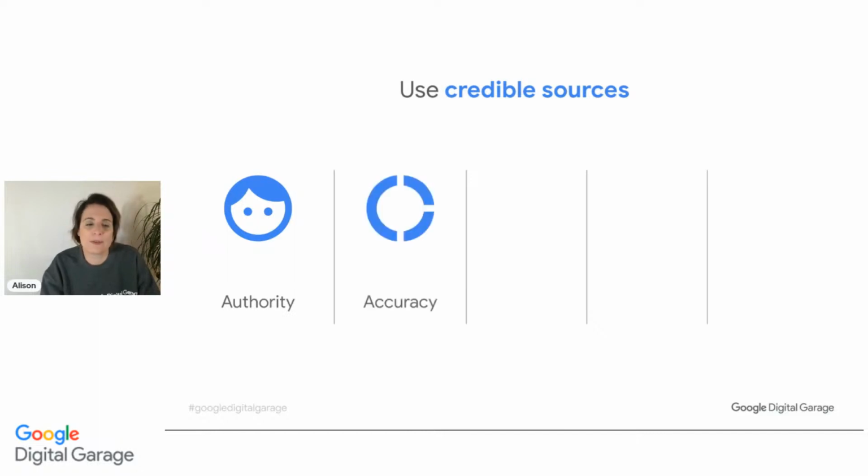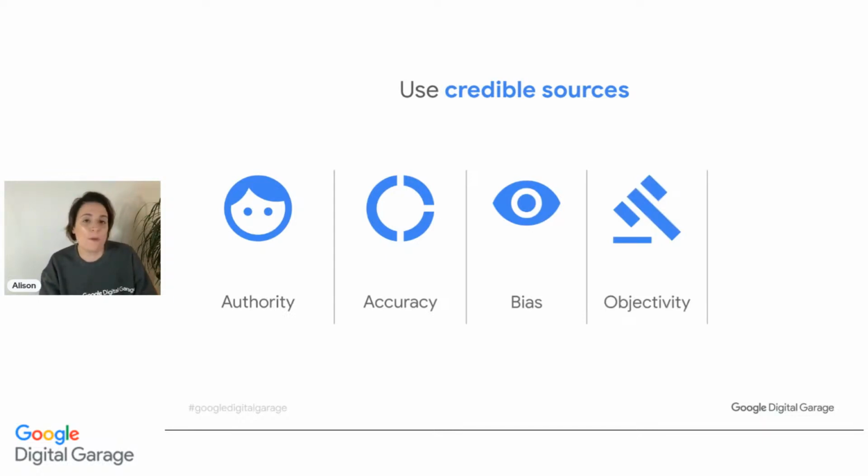Accuracy. Is the information accurate? Can you find any other sources that corroborate the information? Bias. Is the source biased? Does it have a particular agenda? Does the source have a very definite point of view they're trying to express? Objectivity. Is the source objective? Does it present all sides of the issue fairly? And currency means, is the information up to date? Has it been recently updated?